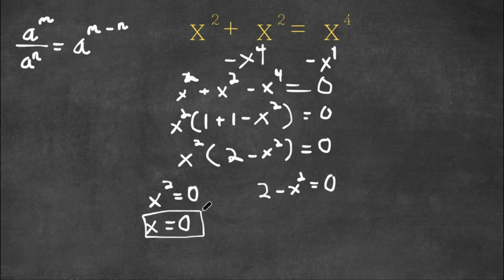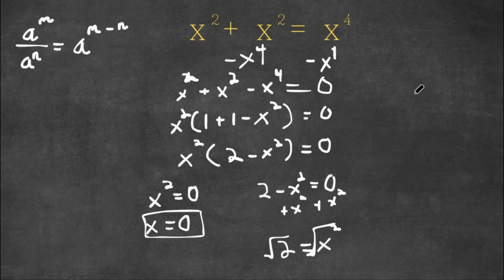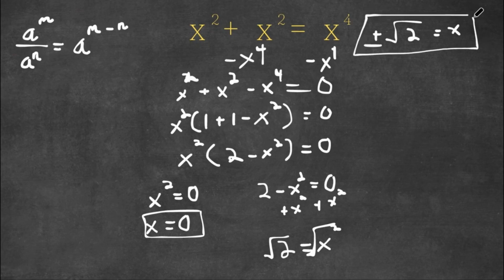That is one solution. Now for a second equation, I'm going to add x squared on both sides. So now we get 2 is equal to x squared. And now if I take the square root on both sides, I get plus or minus the square root of 2 is equal to x. So these are two more solutions to this equation.